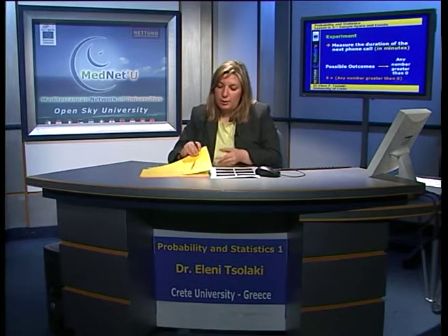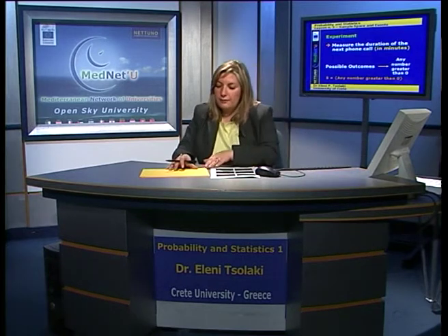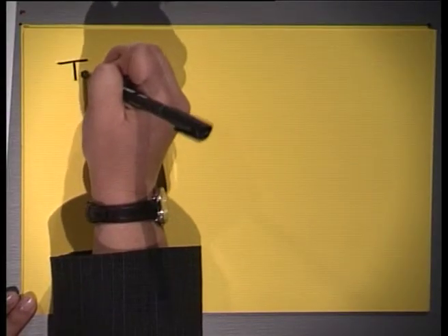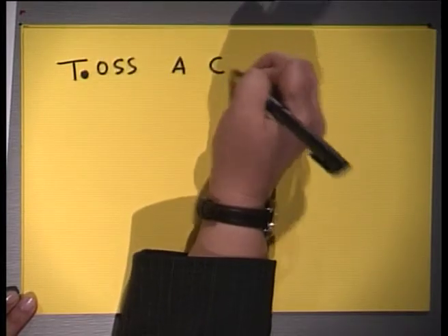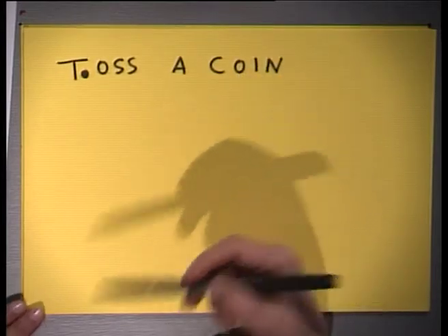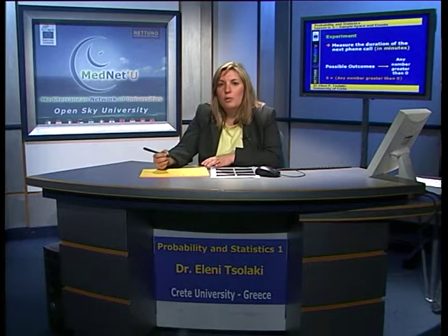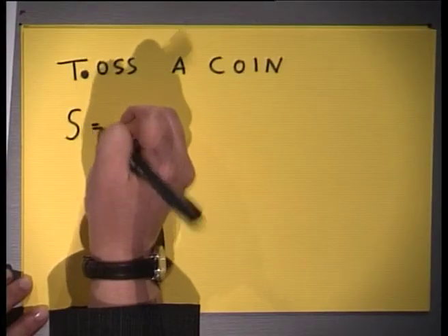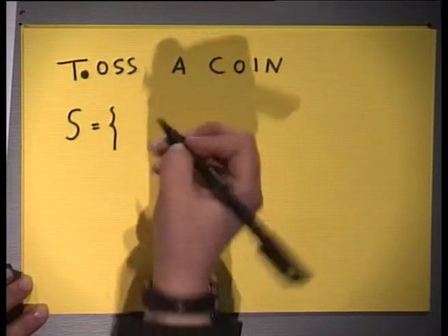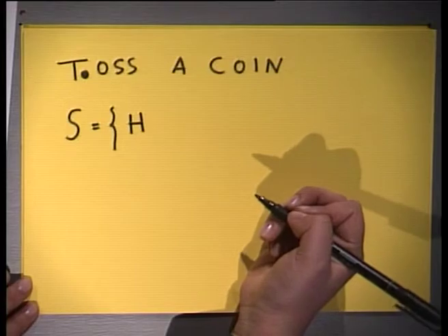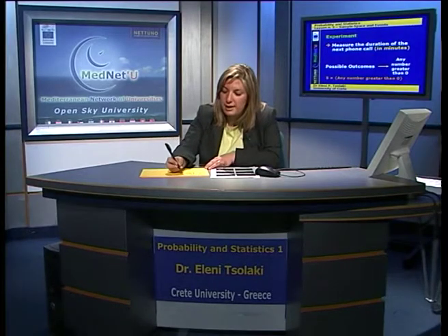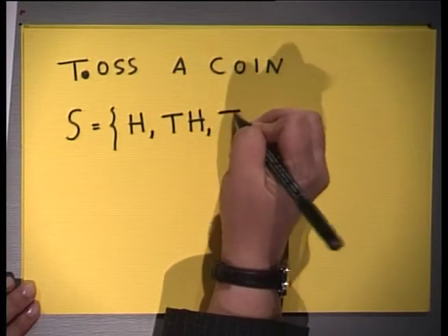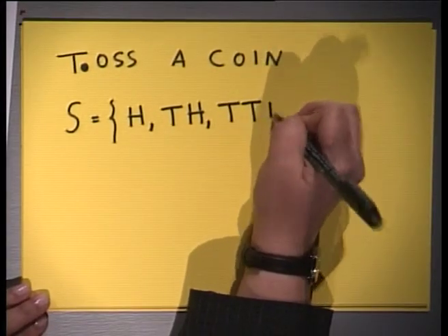Another such example would be if we toss a coin many times and we want to stop when we observe the first head. So the sample space, the possible outcomes in this case, would be either observe a head the first time we toss the coin, observe a head the second time we toss the coin, and so on. So theoretically again, this could go on forever.